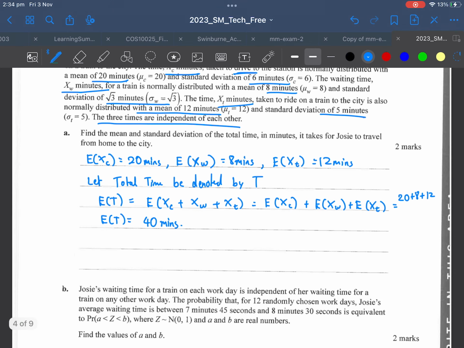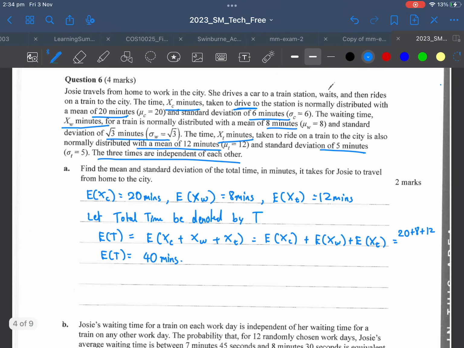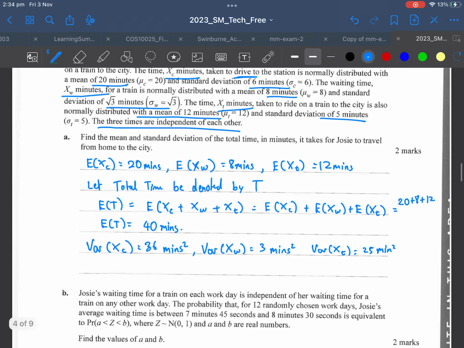And now let's focus on standard deviation. I'm just going to write the variance for everything because then we can easily calculate the standard deviation. So variance of xc is going to be 36 minutes squared. Variance of xw is going to be 3 minutes squared. And variance of xt is going to be 25 minutes squared. So the total variance would just be the addition of all of this.